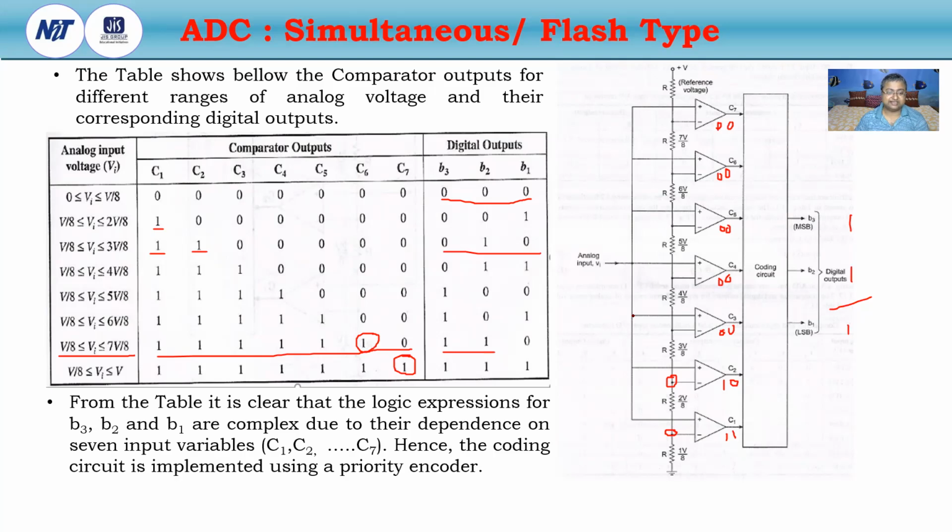From the table, it is clear that the logic expressions for V3, V2 and V1 are complex due to their dependence on the 7 input variables C1, C2 to C7. Hence, the coding circuit is implemented using the priority encoder. This is very much important for the GATE exam. Which type of coder circuit is used in the flash type ADC? That is called the priority encoder.